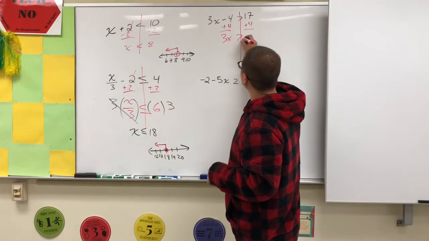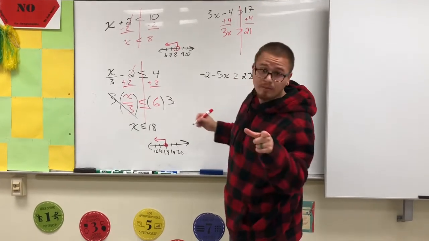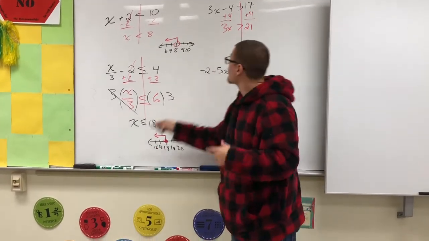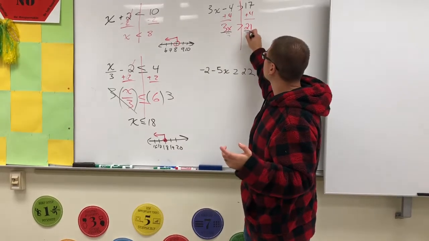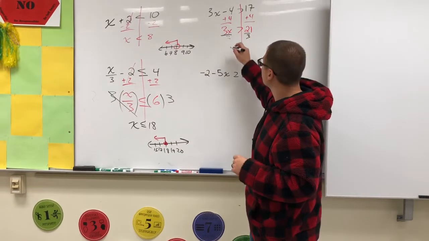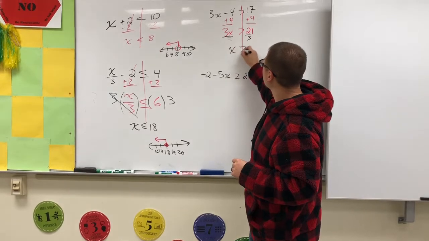3x is greater than 21. Can we close the door? Animals are coming. We're going to divide by 3 on both sides because we got to cancel out that multiplication using the division property of equality. We get 1x is greater than 7.